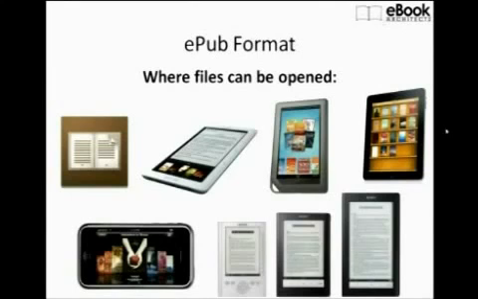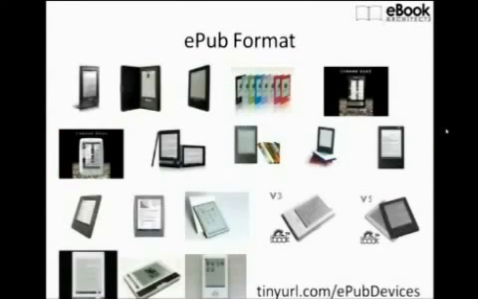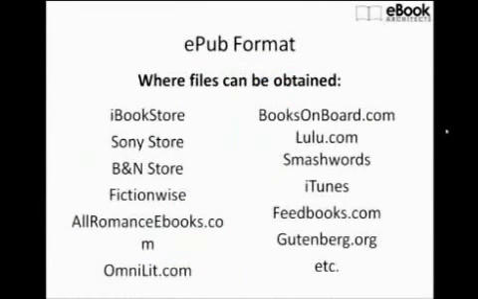You can buy EPUB files and put them on a variety of different devices, like Adobe Digital Editions, the Nook Color, the iPad, the Sony Reader, and a bunch of other devices that are mostly used in Europe and other places in the world that you may not see very often here in the U.S. You can buy the files at the Apple iBook Store, the Sony Store, Barnes & Noble's Nook Store, FictionWise, All Romance, and a bunch of different places.